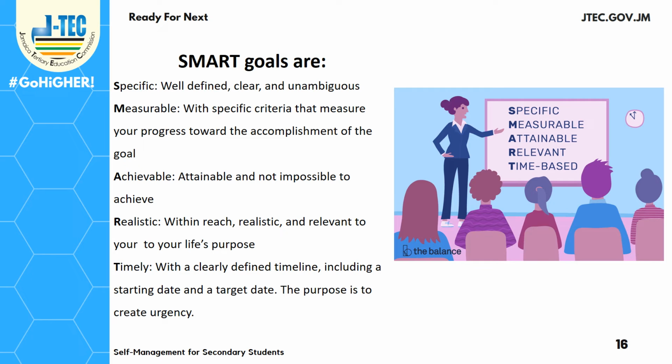Specific. It is well defined, clear and unambiguous. Measurable. It is with specific criteria that measure your progress towards the accomplishment of the goal. Achievable. It is attainable and not impossible to achieve. Realistic. It is within reach, realistic, and relevant to your life's purpose. Timely. With a clearly defined timeline, including a starting date and a target date. The purpose is to create urgency.